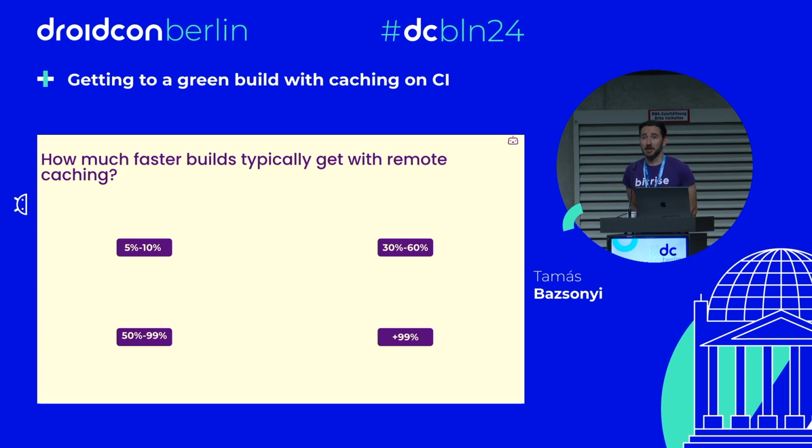trialing Bitrise Build Cache. Who says it's around 5 to 10%? Oh, nice. Who says it's around 30 to 60%? Okay. Who says it's between 50 to 99%? Huh? Who says it's above 99%? Oh, nice. That would be awesome.